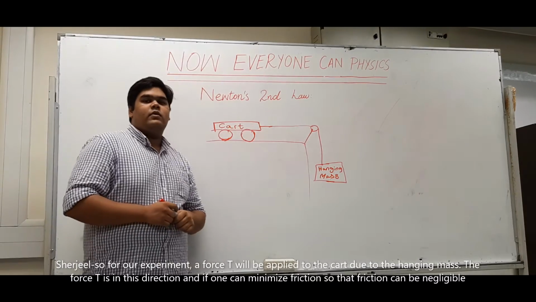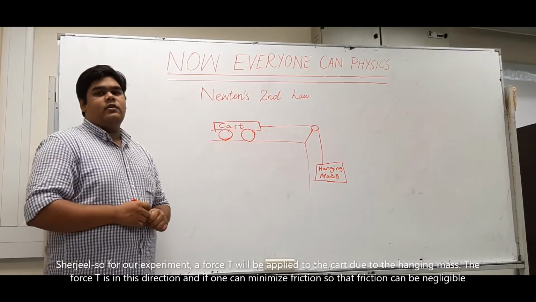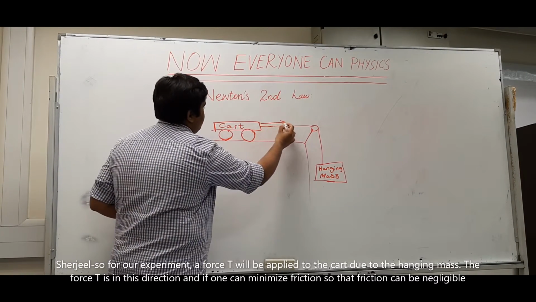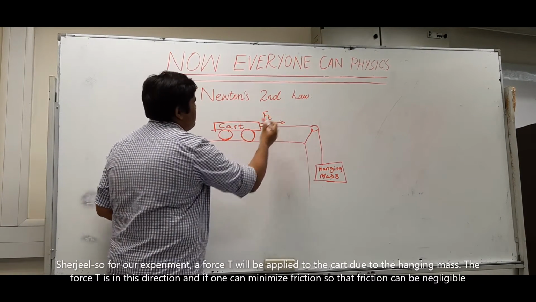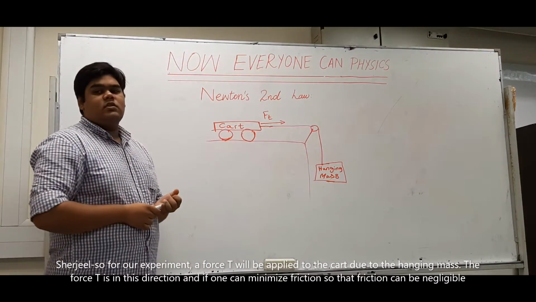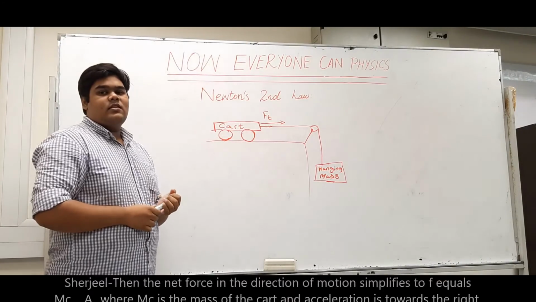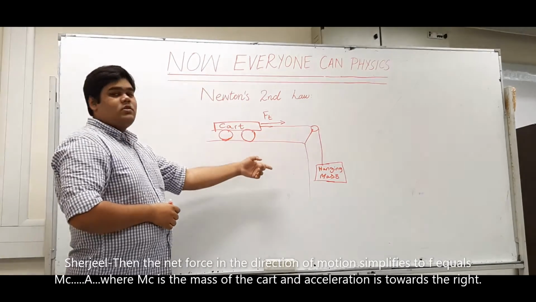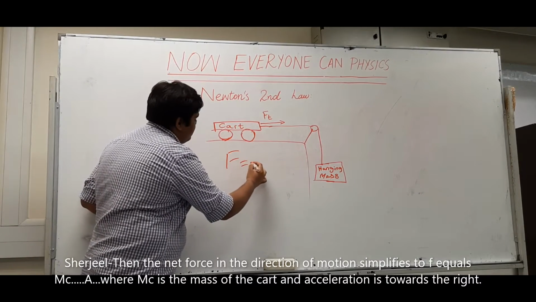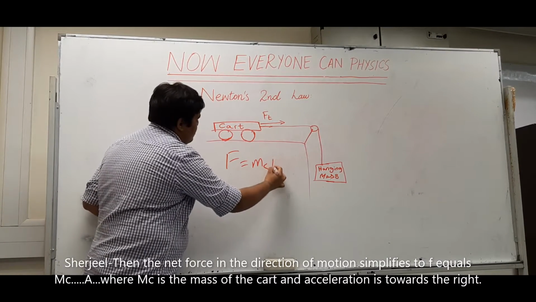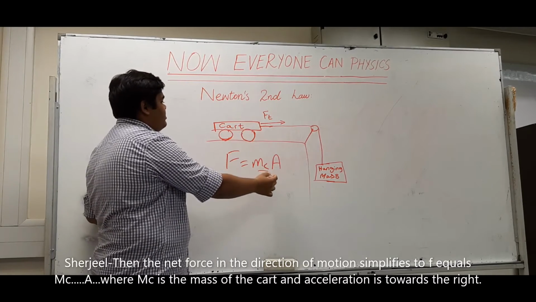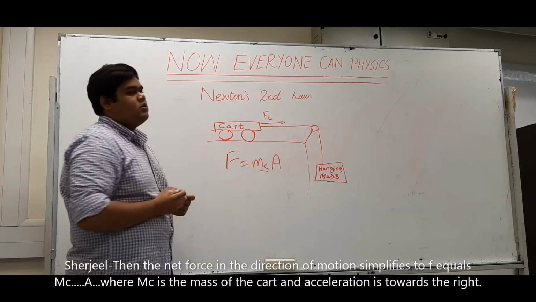So in our experiment, the force T will be applied to a cart by means of a hanging mass. The force T is in this direction. And if one can minimize friction so that friction can be considered negligible, then the net force in the direction of motion simplifies to F equals m_c a, where m_c is the mass of the cart and the acceleration is towards the right.